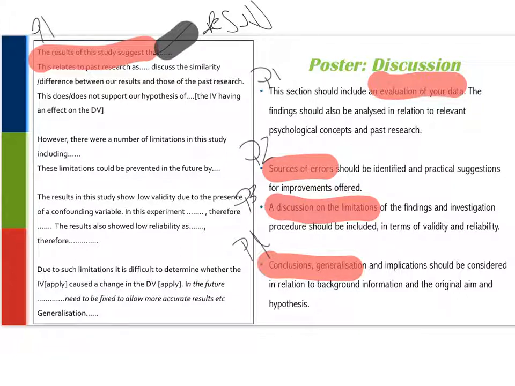So what you're doing is you're discussing the similarity or the difference between our results and those of the past research. So all you need to do is say something like, our results were consistent with the results of whoever our experimenter was, because they both found X, Y, Z. So you're saying they're consistent or not, and then you're referring back to those results again. So they found the same results or they found different results. But make sure you're a little bit more explicit, okay?